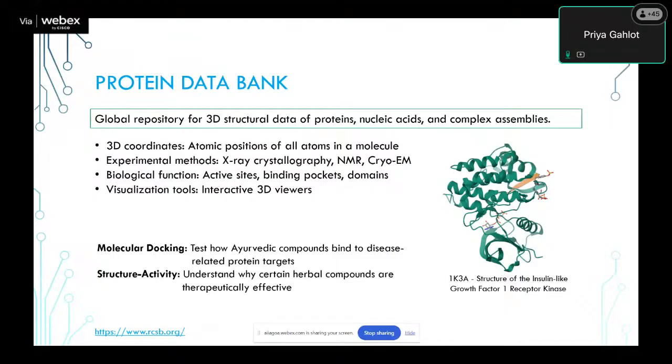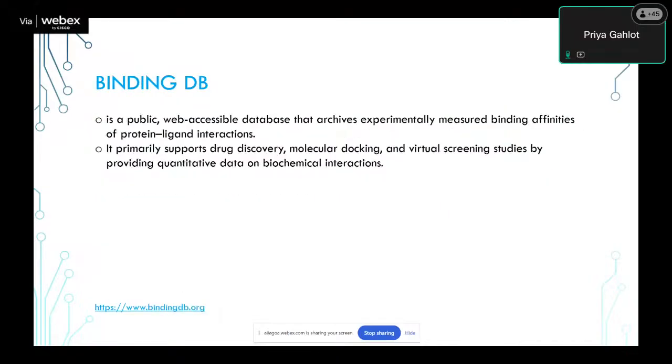These are the 3D structures which are stored here using experimental methods like X-ray crystallography. Structures are here, NMR structures, cryo-EM structures are here. The data is stored here, and we are using these data. As per this data, we are using these protein structures in our molecular docking studies and other protein related studies, for proteomic studies. And you can get interactive 3D views also for your particular protein.